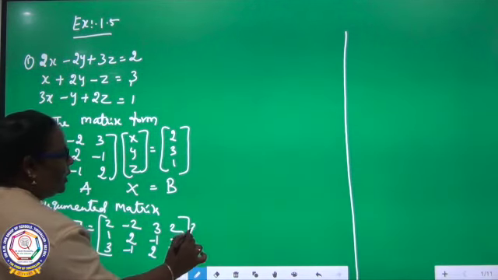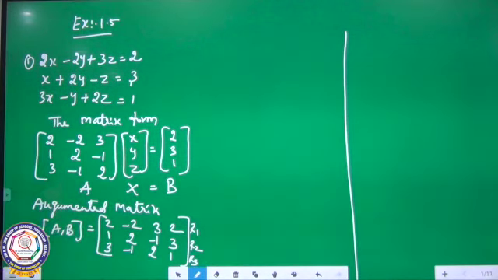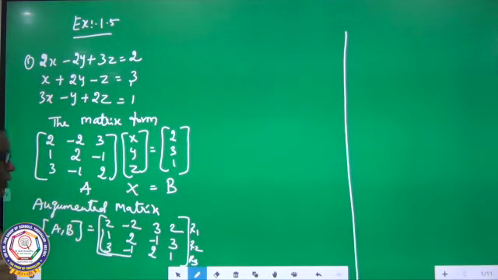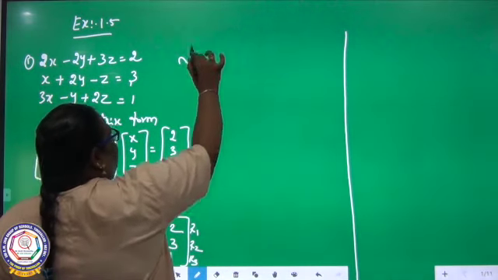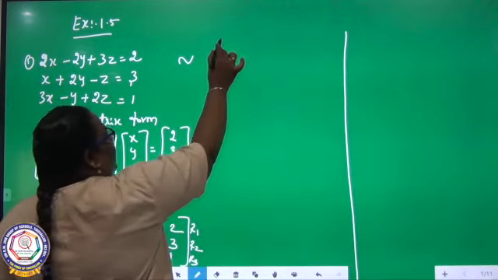This is R1, this is R2 and this is R3. This is row 1, row 2, row 3. We can bring it into a row echelon form. In row echelon form, the terms below the diagonal become 0, the upper triangular matrix. I can start the sum and put an equivalent symbol in the row echelon method.